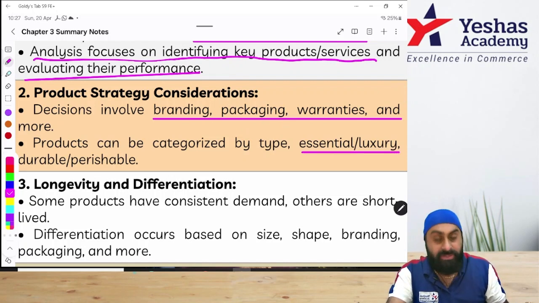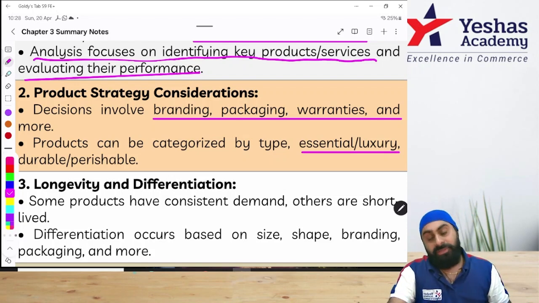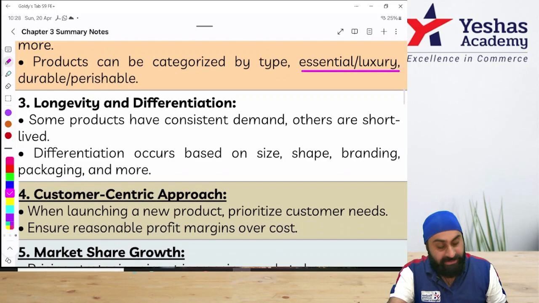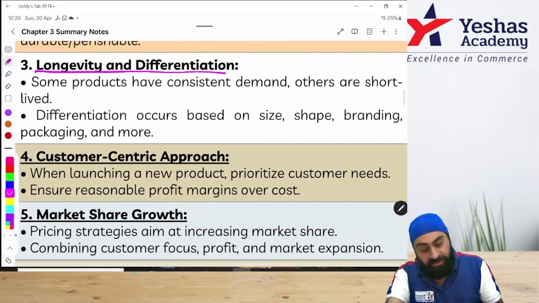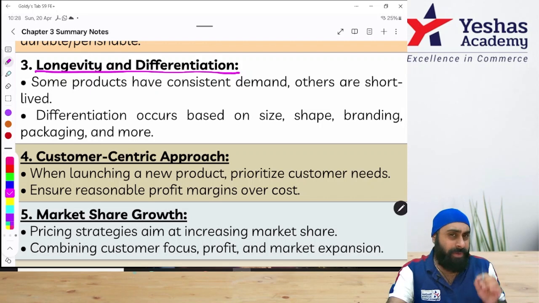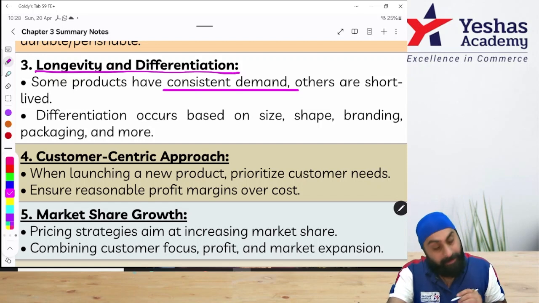Essential products or luxury products: in the situation that is happening in the markets right now, China is exposing the luxury segment of the market, which is very, very interesting. Longevity and differentiation. If your product is unique enough to provide a necessary need to the customer and is able to capture the customers' target perfectly, trust me, you have a consistent demand for the product.